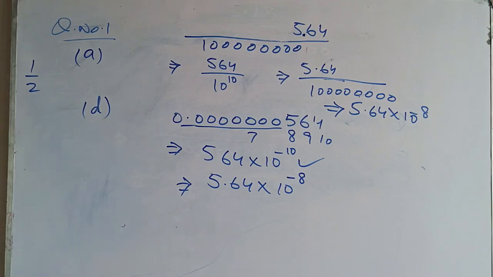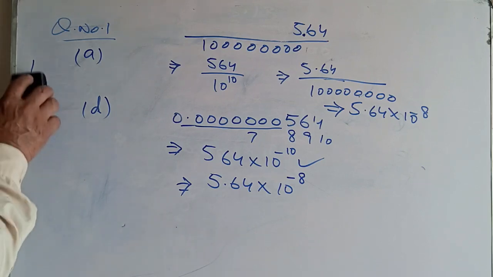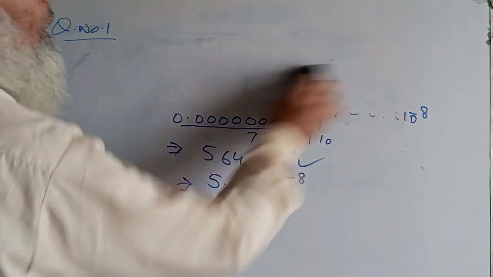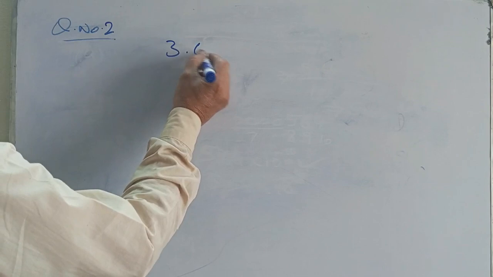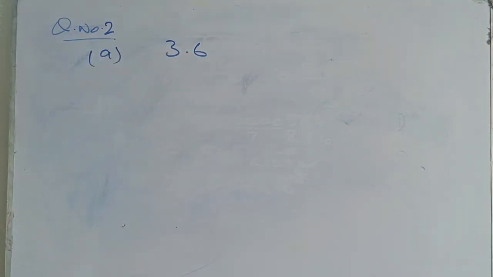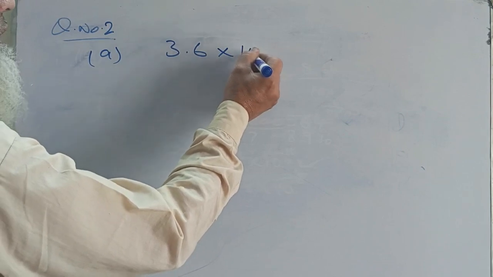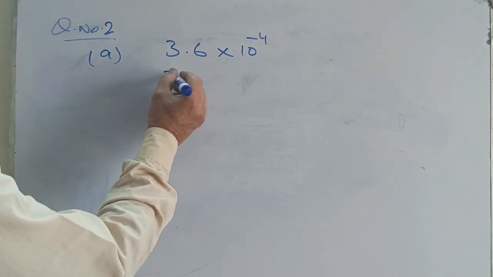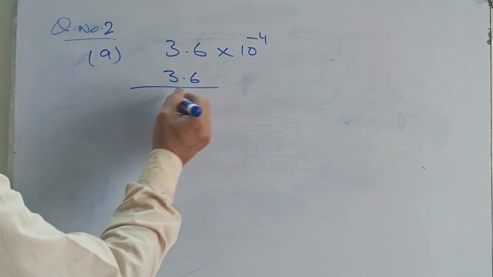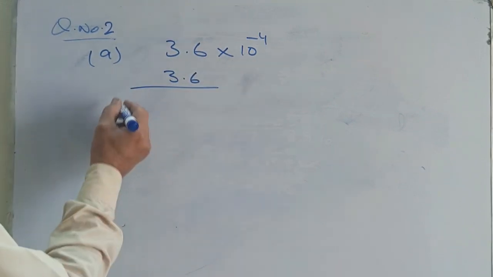Now in question number 2 we have to reverse the things. So what will we do here? Question number 2. Now it is written like this. See that this is written like this. Part A, 3.6 multiplied into 10 raised to power minus 4. What does it mean? Simple, that it is 3.6 divided by 10 raised to power 4.